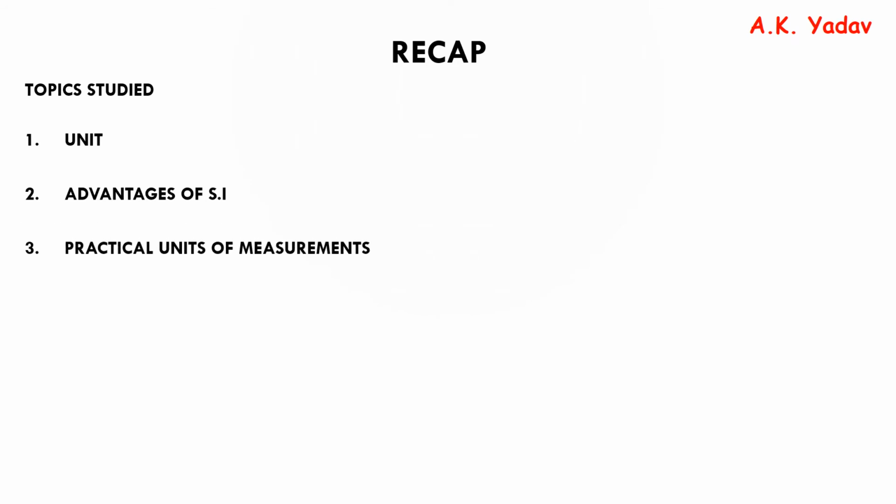Now, the practical units of measurement that we studied: the astronomical unit, the average distance between the center of Earth and the center of Sun, with a value of 1.496 × 10^11 meters. Then light year, the distance traveled by light in 1 year, that is 9.46 × 10^15 meters. And the last thing was parsec, equal to 3.084 × 10^16 meters. Actually, parsec was the radius of that arc having a length of 1 astronomical unit and subtending an angle of 1 second.